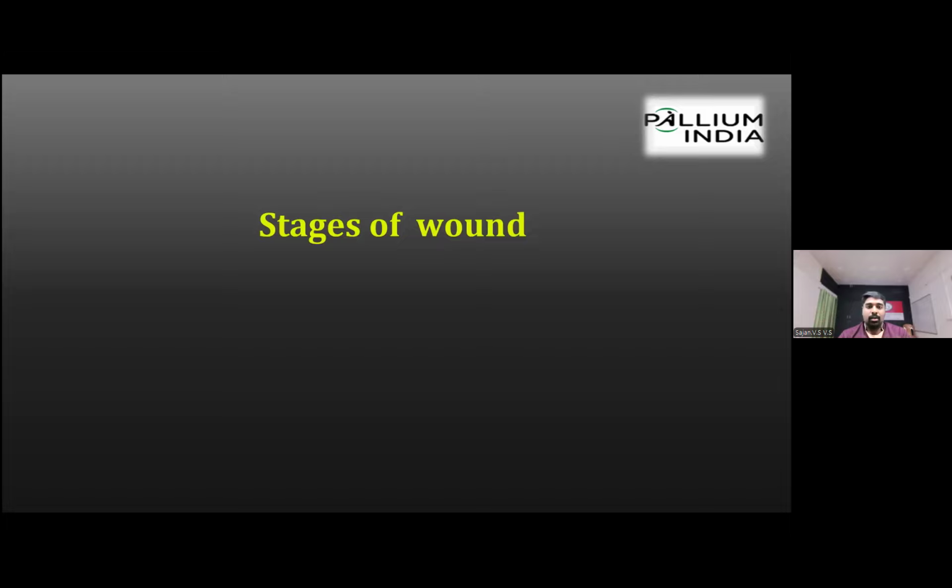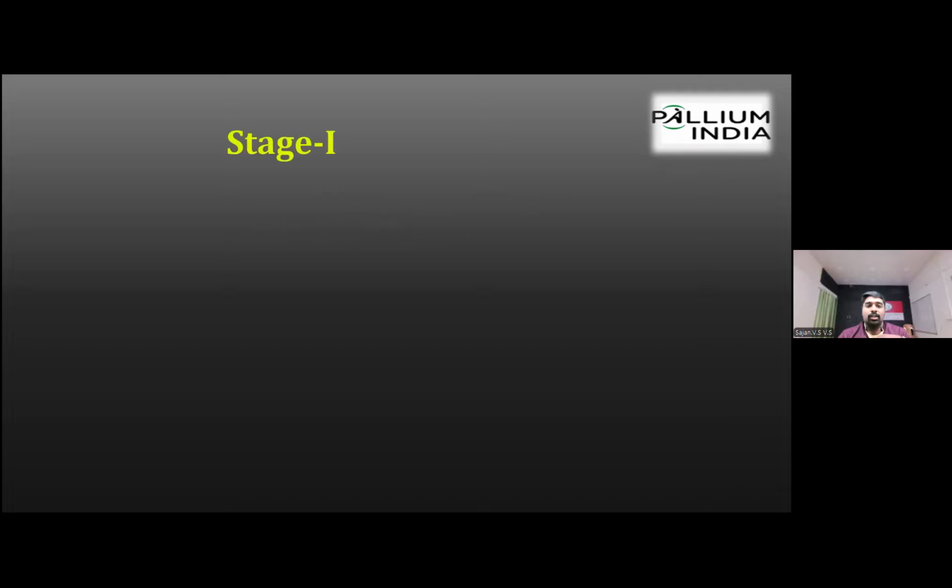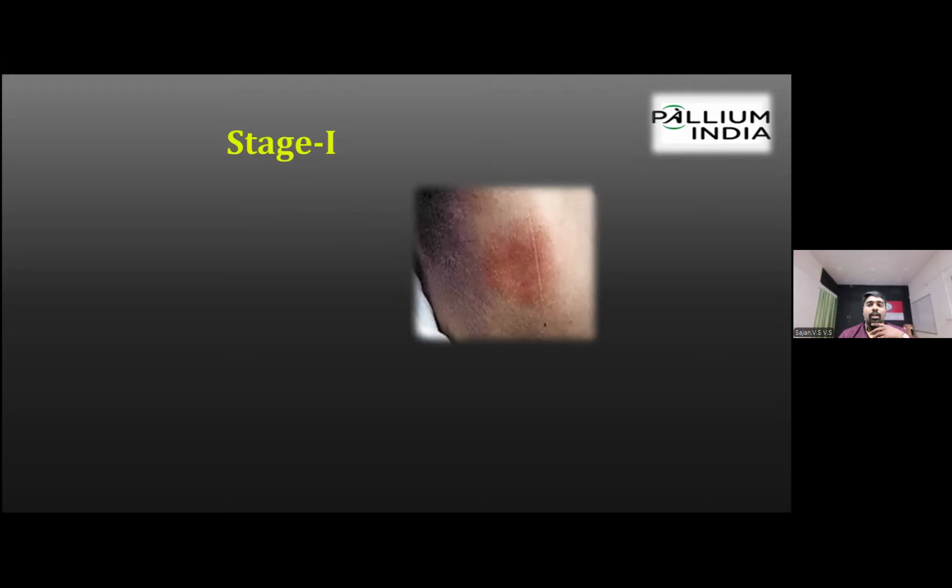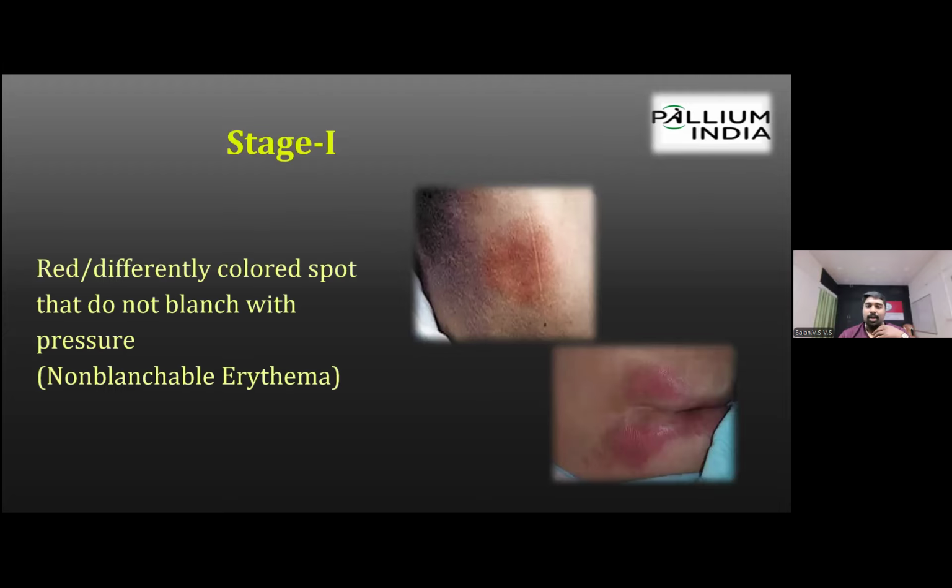First one, stage 1. Stage 1 we can call a non-blanchable erythema, where the skin is not lost at all but some color change is there. So maybe a pinkish, brownish or reddish color change only. Already I told which are the bony prominence or pressure-prone areas. All those areas have some color change, only, no skin peeling. This is stage 1.